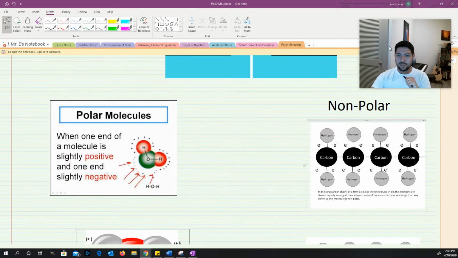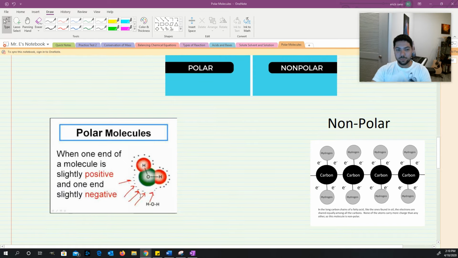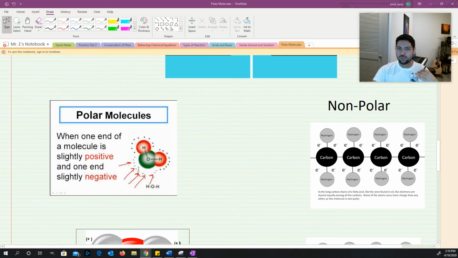All right, so polar molecules, when one end of the molecule is slightly positive and one is slightly negative, that's what we call polar, like a north and a south. If you look at this particular molecule, it's not very symmetrical. The shape is weird. Versus this one, the shape is more structured. It's more even throughout. So in your notes, there's a symbol that's a plus and an arrow sign. Let me define what that is.